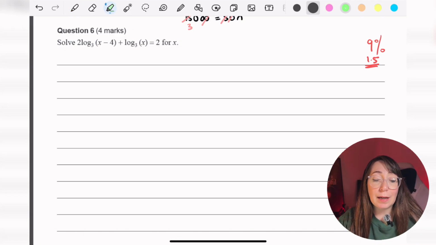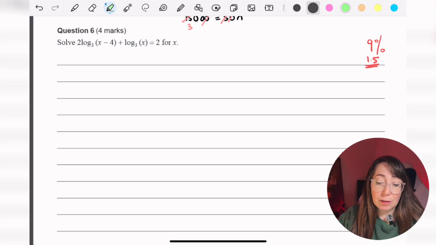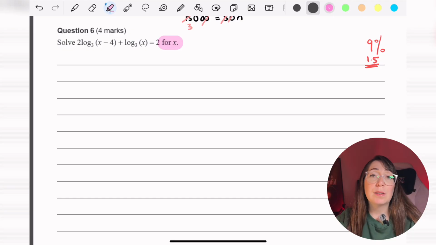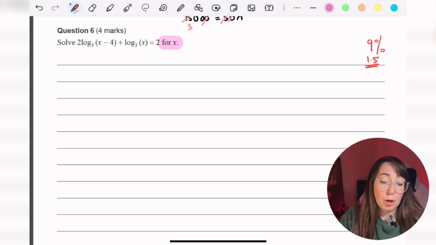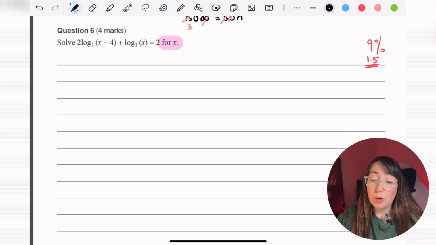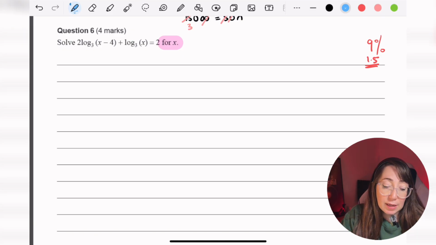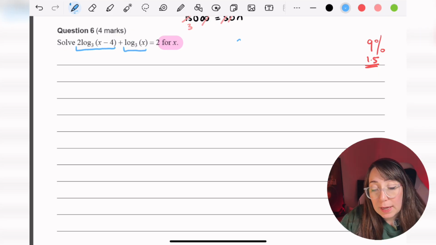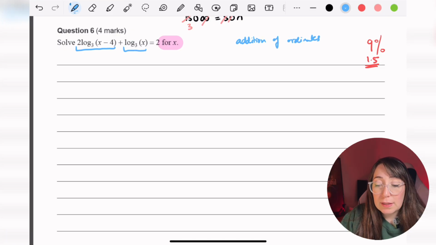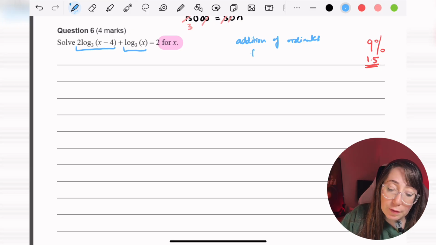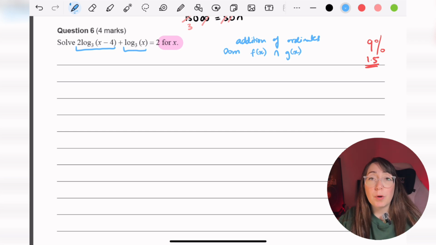Now, before I even start this question, I'm going to ask myself the question, for what values does this function of x exist? So they will usually give you a domain. In this case, they don't, which means they're leaving it up to you to work out what values of x are actually valid, because not all values are valid. What I can see here is a question that has 2 functions being added together. So I'm thinking of my addition of ordinates, and I'm thinking that the domain of the addition of ordinates is equal to the intersection of the individual functions. So the domain is going to be whatever works for both of them together.